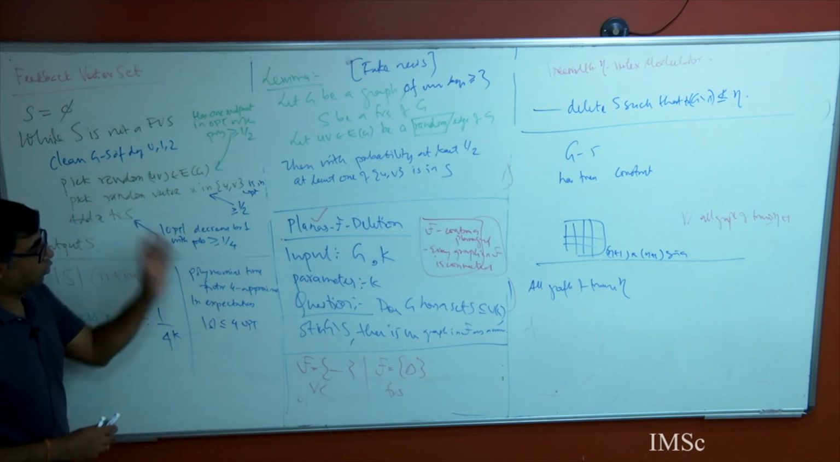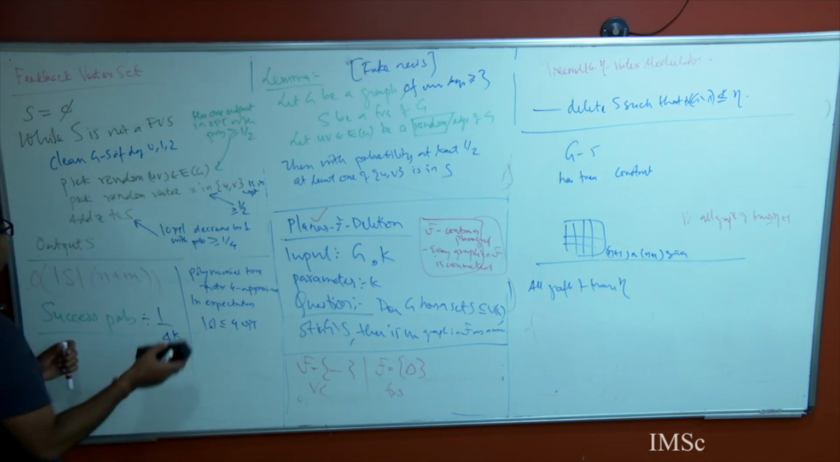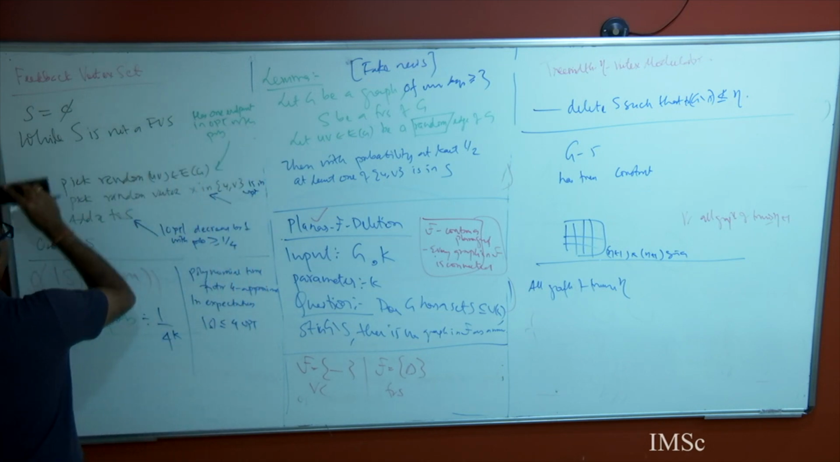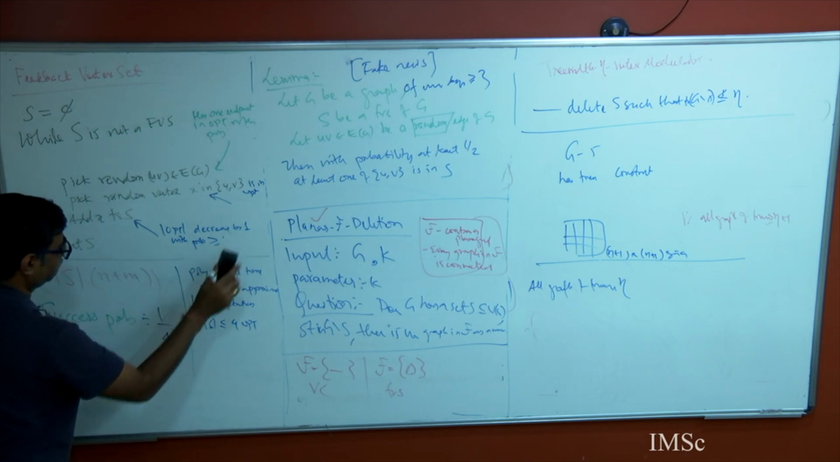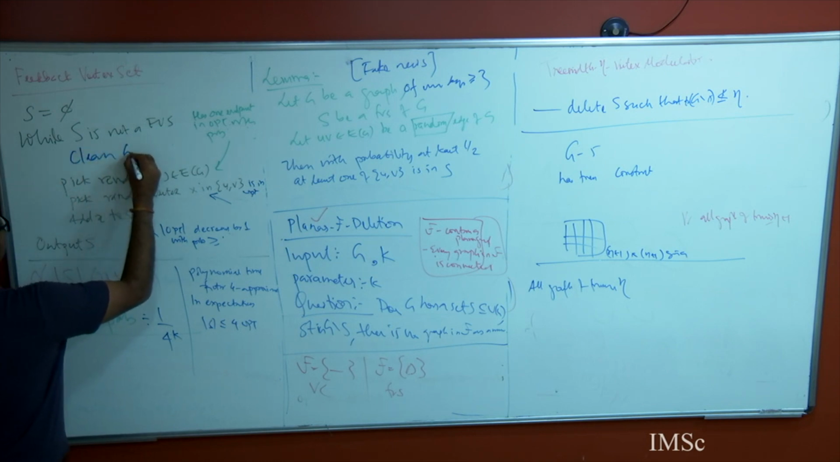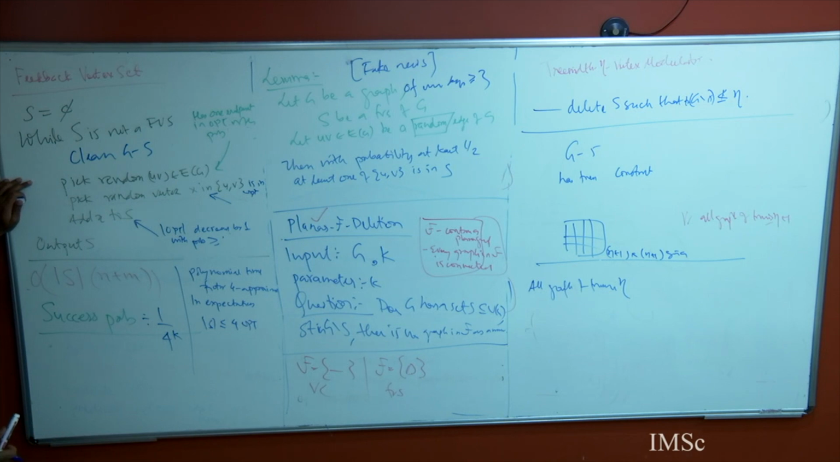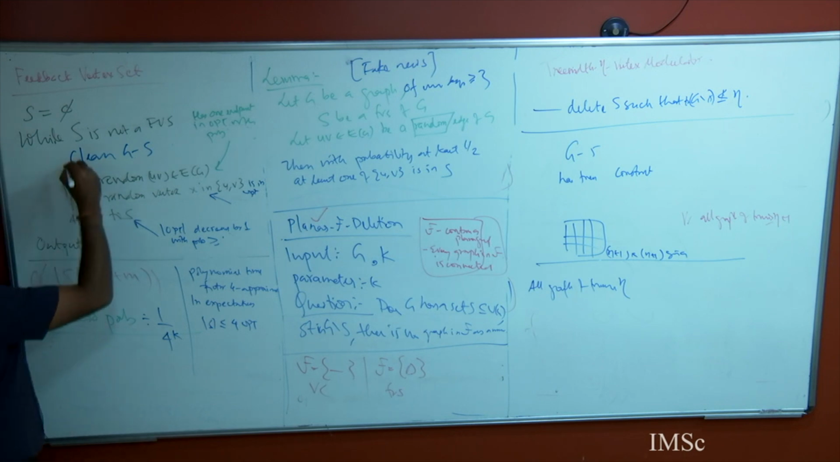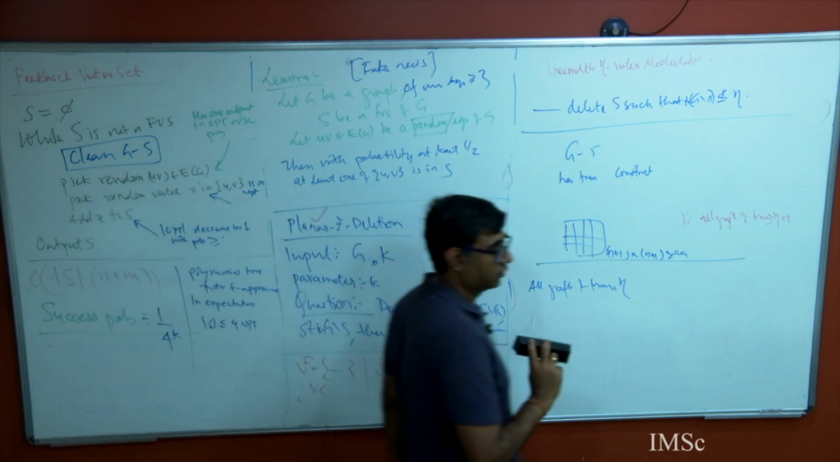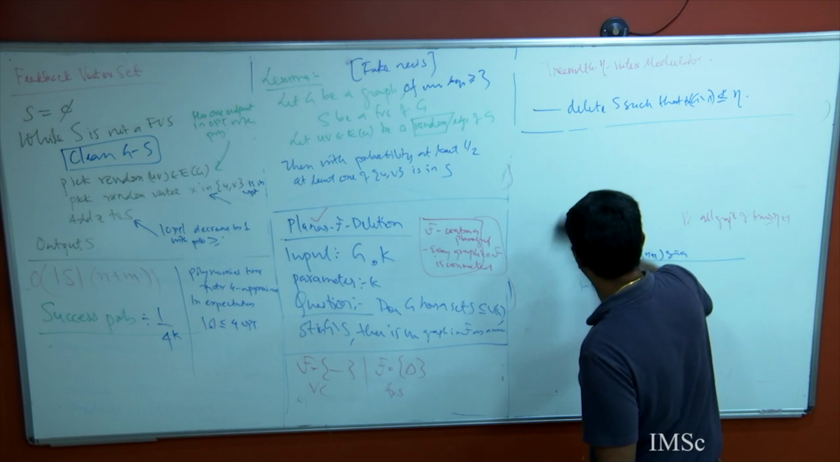Now my algorithm for all these problems is this. Clean G minus S, pick a random UV in AG, pick a random vertex X in UV, and add it to X, output S. That's the end of the algorithm. So now let me tell you what I mean by clean G minus S.